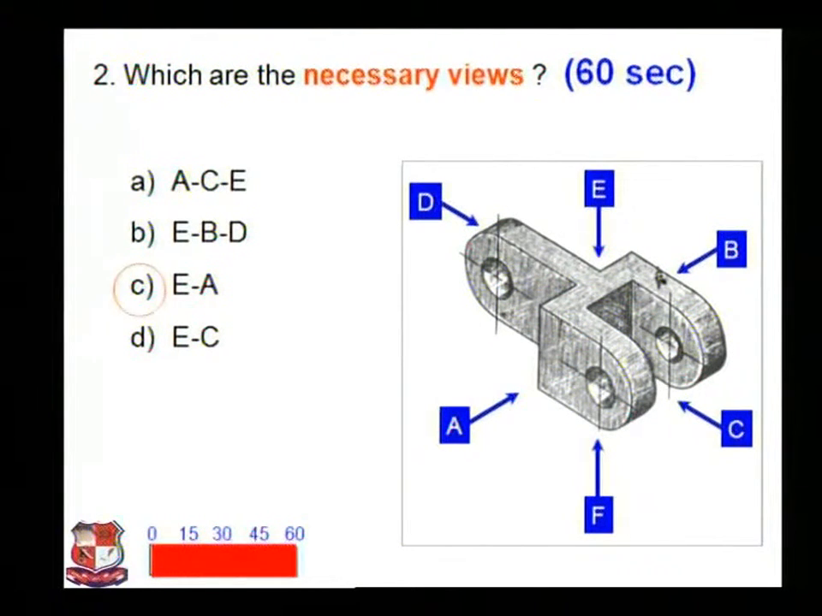You can see here C, E and A. Two views are necessary, this E and A, and hence C is the right answer. Because in two views, if you look from E and A, all major parameters are visible to us. So these three holes are visible to us in A, and in E this shape is visible to us.